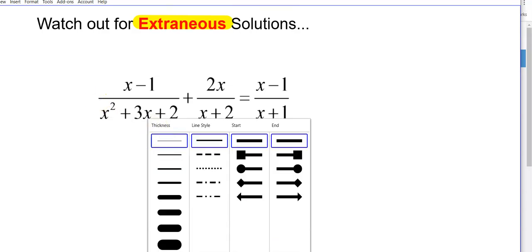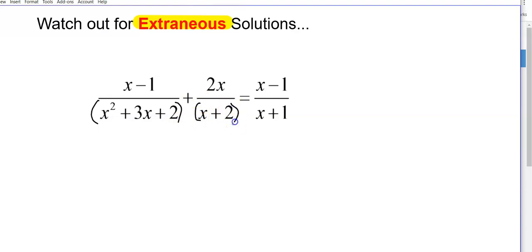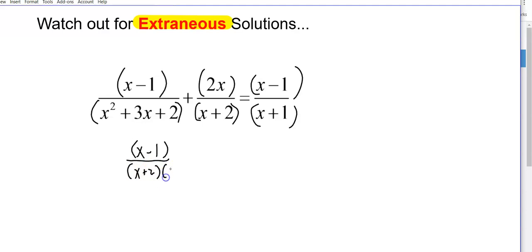Again, I want you to factor anything you can. So right away I see it, and put parentheses around everything that's a binomial. Definitely put parentheses. Heck, it doesn't even matter. You can even put parentheses on 2x. That's great. Okay, so let's simplify this first one, and then that will help us figure out what the lowest common denominator is. So we get (x plus 2)(x plus 1) plus 2x over x plus 2 equals x minus 1 over x plus 1.